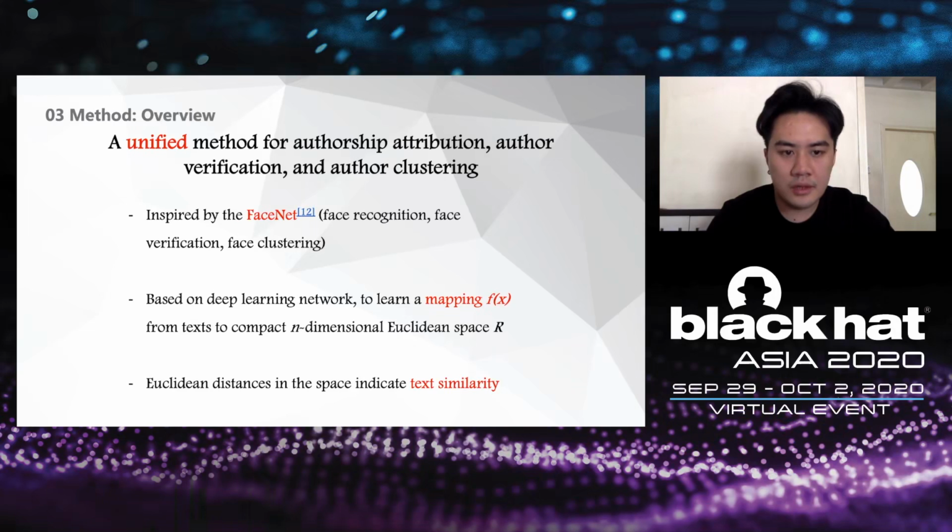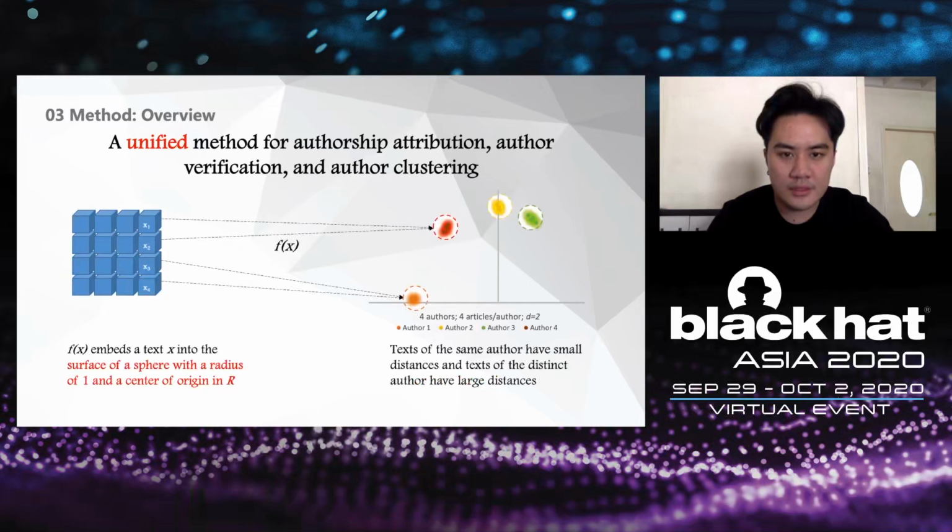Similarly, we propose a unified method based on deep learning, and our model learns a mapping from texts to a compact n-dimensional Euclidean space. This mapping embeds a text into the surface of a sphere with a radius of 1 and the center at the origin. Basically, our model is like a function which takes text as an input and turns it into a point on the graph. In Euclidean space, the distance indicates text similarity.